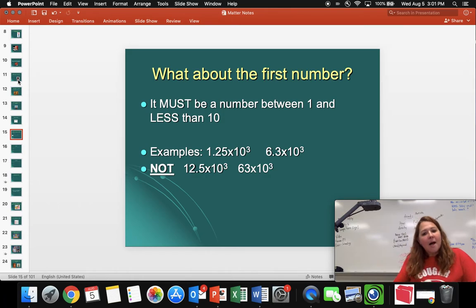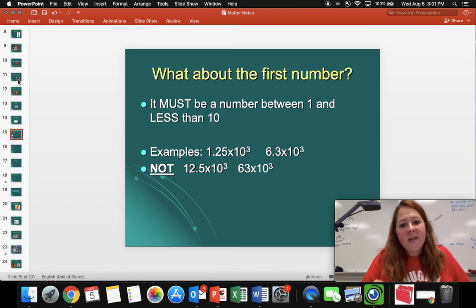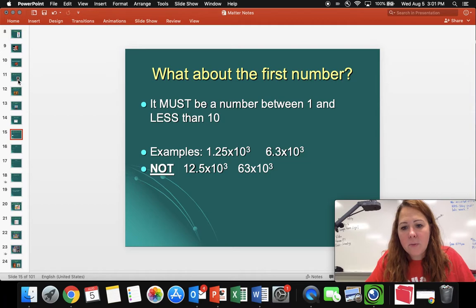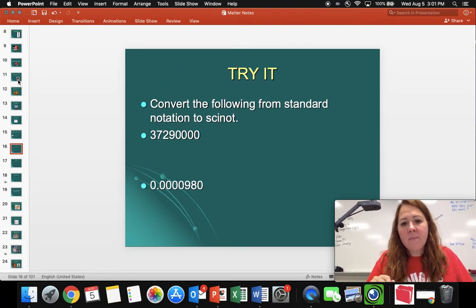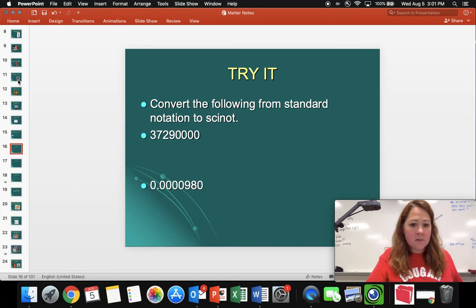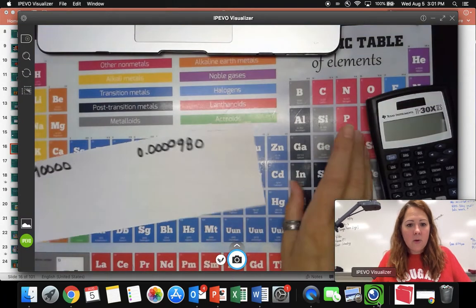Sorry. With the 63, again, you couldn't stop with just 63. You'd have to move that decimal place over one more time to make it 6.3 times 10 to the 3rd power. So when we're looking at doing these examples that are in your notes, I'm going to do them on the document camera. I've got them written out on a piece of paper. So I'm going to swap over to the document camera real quick.